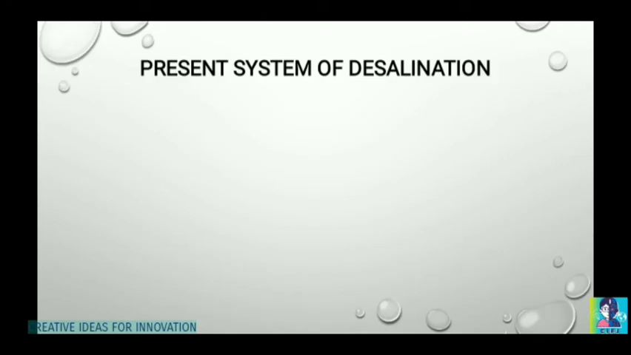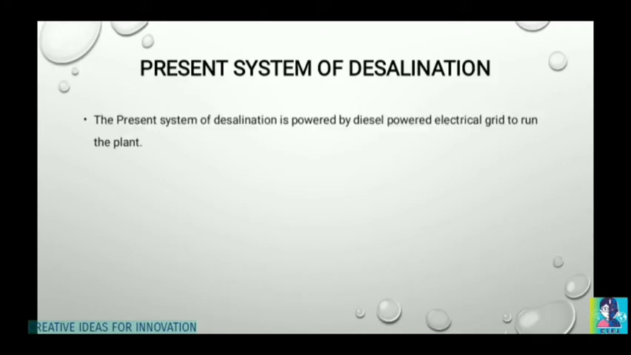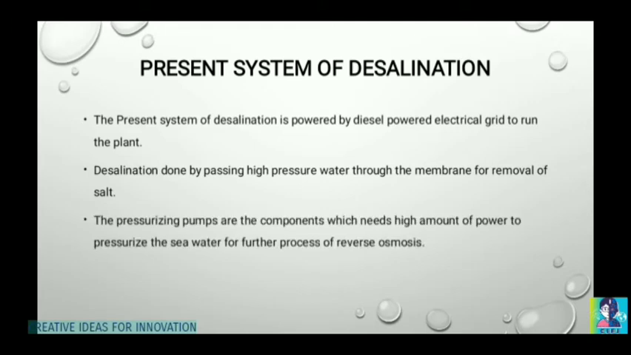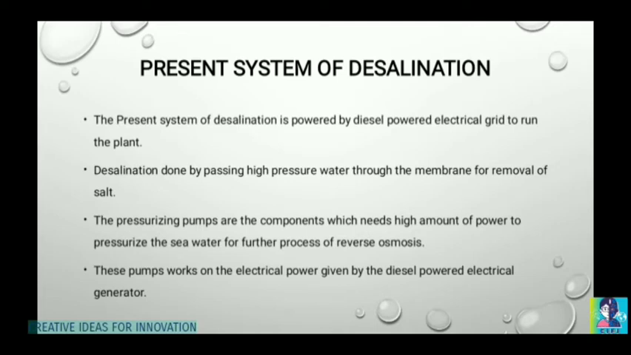Present system of desalination. Already we know that the present system of desalination is powered by a diesel-powered electrical grid to run the plant. Desalination is done by passing high-pressure water through the membrane for removal of salt. The pressurizing pumps are the components which need a high amount of power to pressurize the seawater for the further process of reverse osmosis. These pumps work on the electrical power given by the diesel-powered electrical generator.